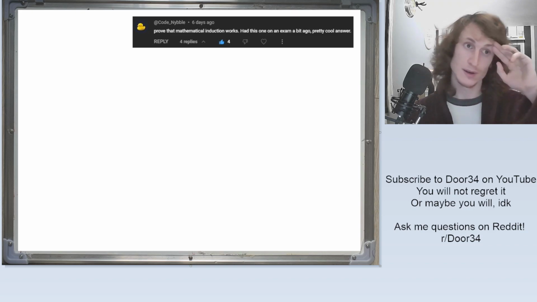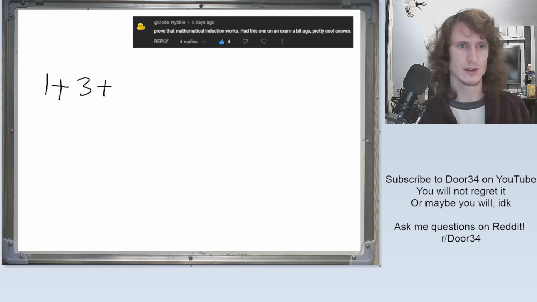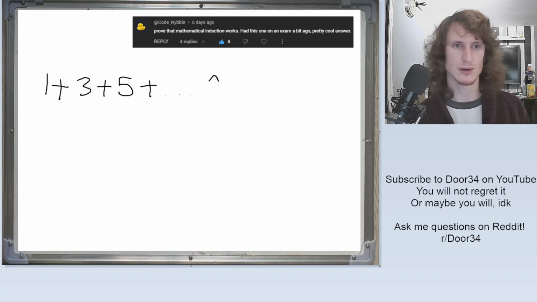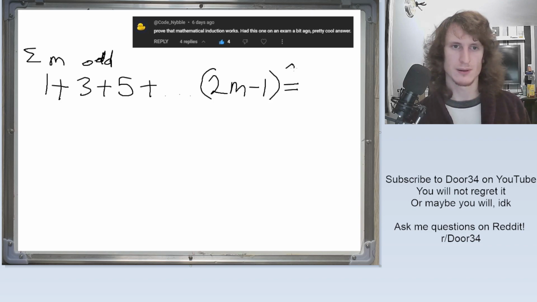If that doesn't make sense to you, then I'm going to go through an example right now. What we're going to look at is the sum of the first m odd numbers. So we're going to go up until 2m minus 1. So this is going to be the sum of m odds, and I'm going to claim that this is just equal to m squared.